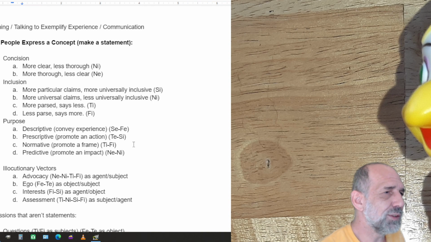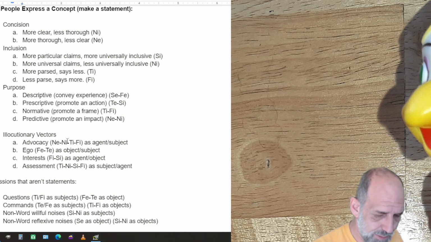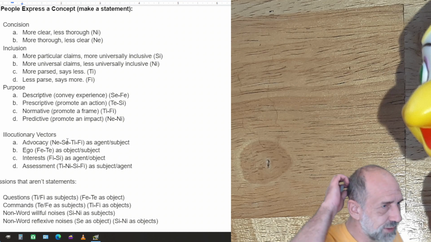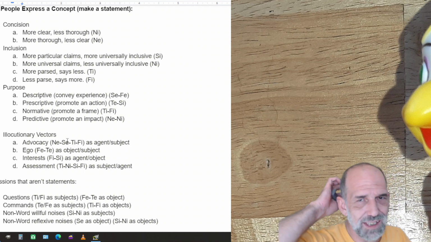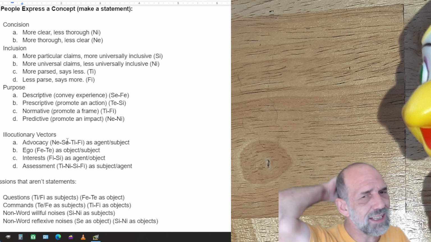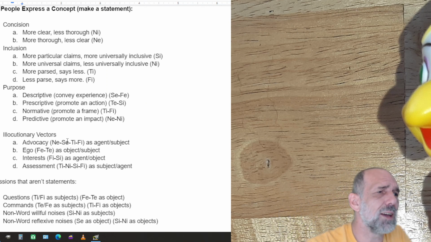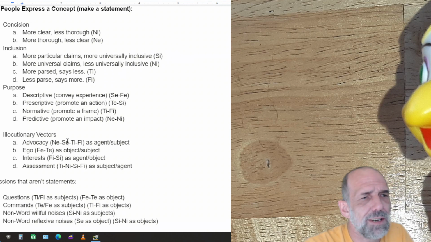Okay, so on these illocutionary vectors, the advocacy thing is very much an NE, NI, TI, FI thing, although it can be SE. You stick SE in there too, because of course SE being an action function, it's more like NESE I should put instead of NI. The NI comes along with the SE, but it's really the SE ones that are the advocates, not the NI ones. Okay, ego, FETE. The reason TE is because status is relevant to effectiveness. Interests, FISI.